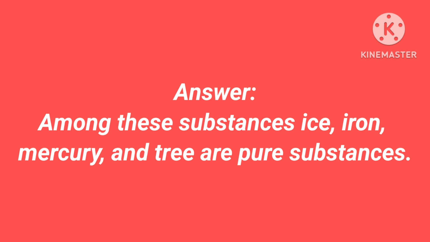Among these substances, ice, iron, mercury and tree are the pure substances. These are very pure substances. Ice is a solid form of water. When water is converted into ice by freezing, or by lowering the temperature, it becomes ice. Iron is also 100% pure, and mercury is also 100% pure.